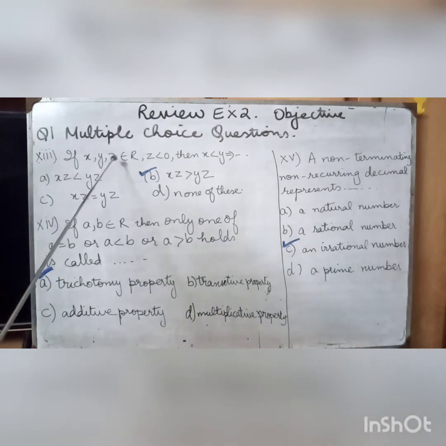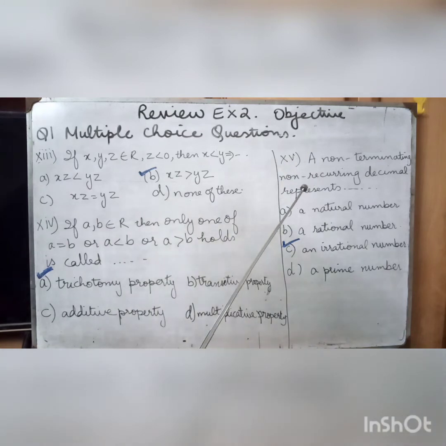13. If x, y, z belong to real numbers and z is less than 0, then x is less than y implies B, xz is greater than yz. 14. If A, B belong to real numbers, then only one of A is equal to B, or A is less than B, or A is greater than B holds is called trichotomy property, A. 15. A non-terminating, non-recurring decimal represents an irrational number, C.